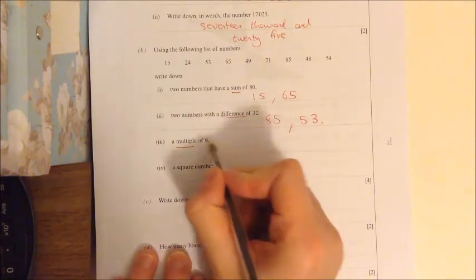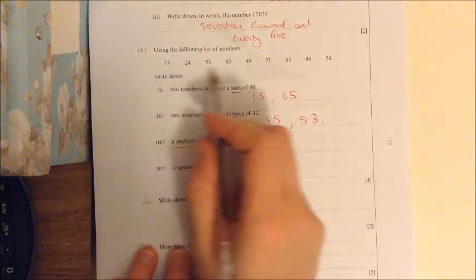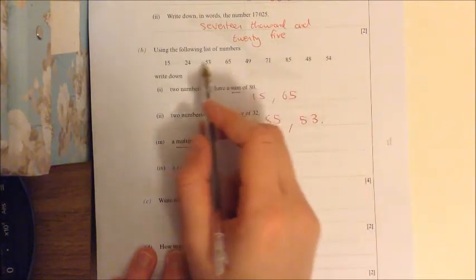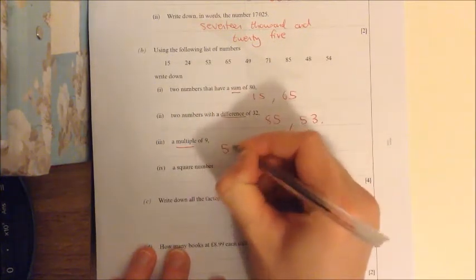A multiple of 9, multiple means a number in the 9 times table. So which of these are in the 9 times table? It's going to be 54.